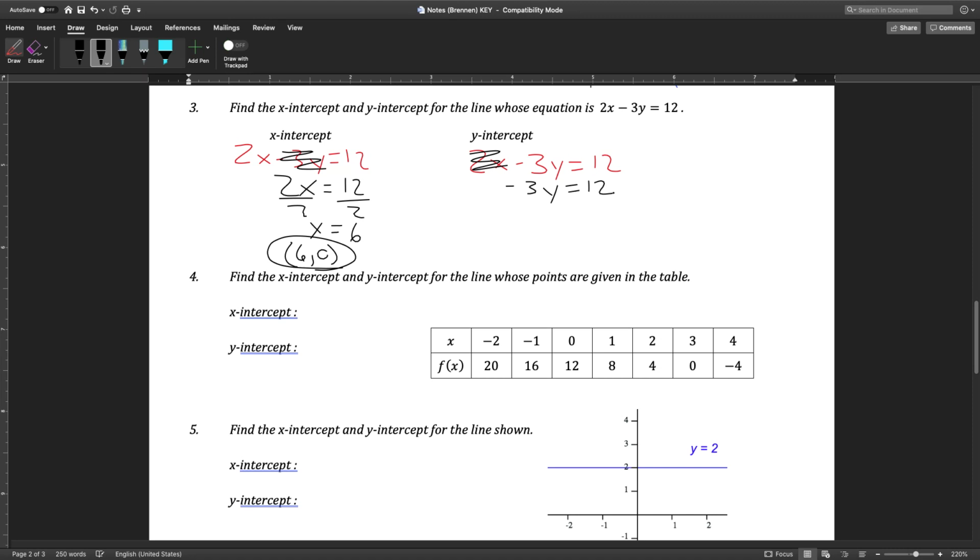is equal to 12. I divide both sides by negative 3. I get y is equal to negative 4. Again, y equal negative 4, that is not my answer. I want it to be in point form. That is 0 comma negative 4.